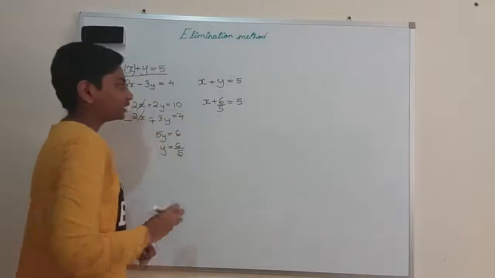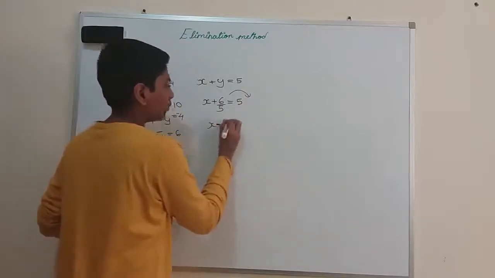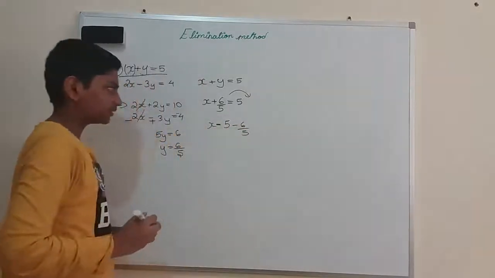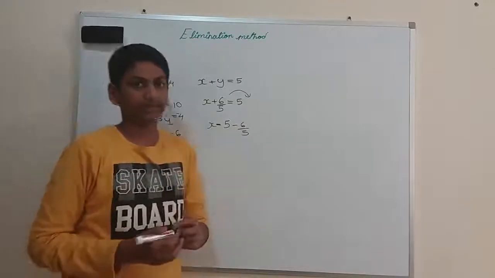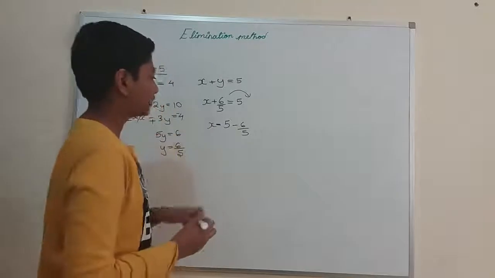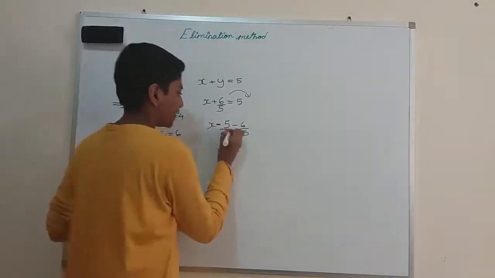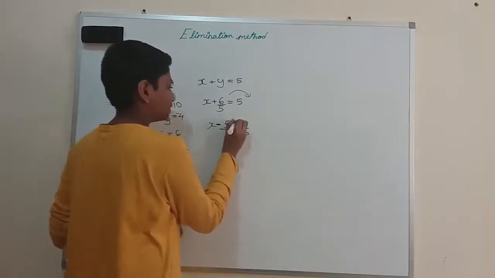5. Okay, now I'll just transpose it over here. So x will be equal to 5 minus 6 by 5. Okay, so now what should I do? I cannot subtract them both at the same time because they do not have the same denominator. So what should I do? I should make them have the same denominator. I have 1 over here, so I should multiply the numerator and the denominator by 5.